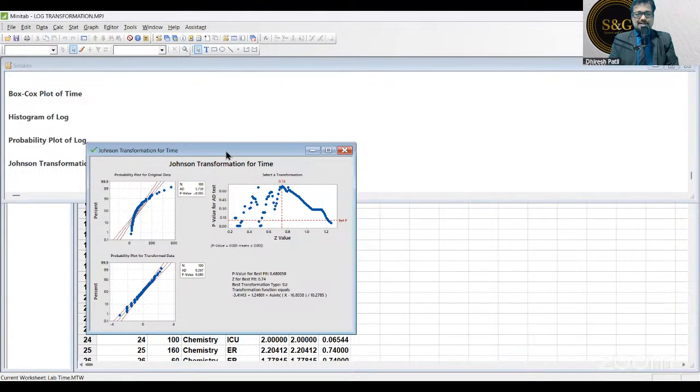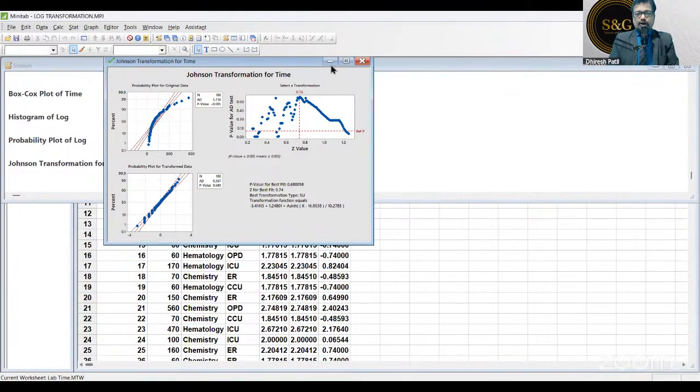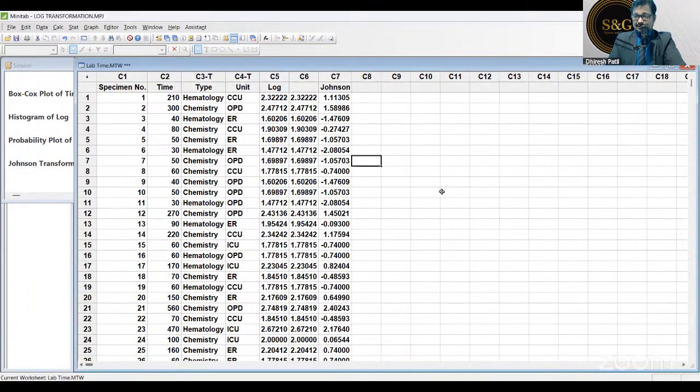All right, so this is the Johnson transformation diagram. Let's not get into the diagram right now. What we are interested in is this. Let's write Johnson here. This is how the Johnson transformation has been done.